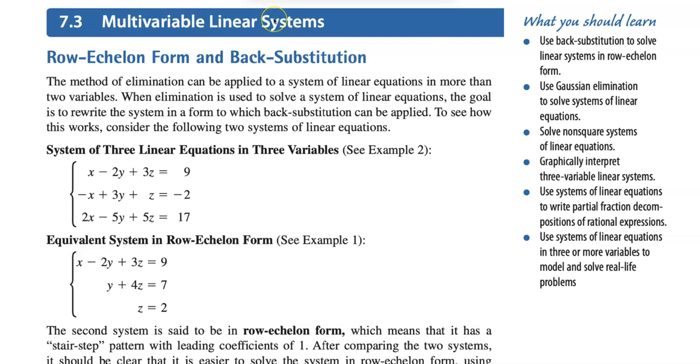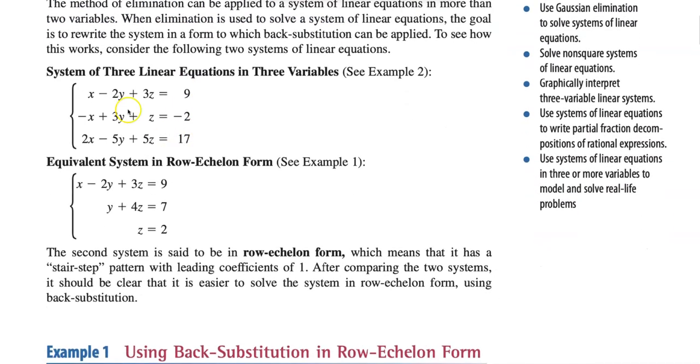7.3 Multivariable linear systems. So in this lesson, we're going to talk about how to solve a system of three equations. This can be the main goal. So here's an example of a linear system with three equations. You see there's an x, y, and a z. We kind of keep them in columns. All the x's in column 1, all the y's in column 2, all the z's in column 3.